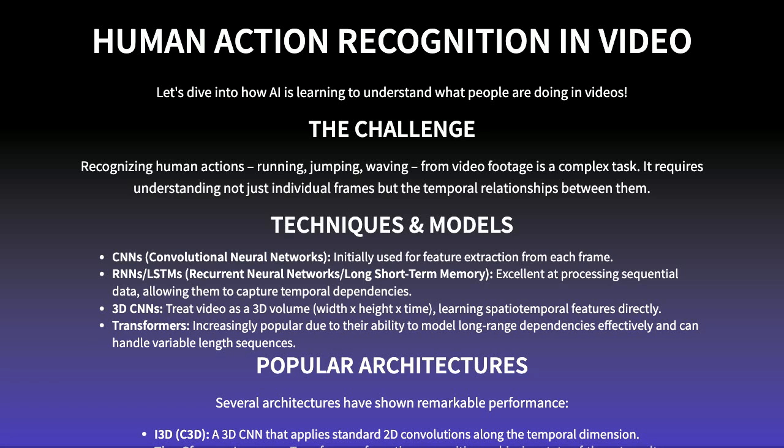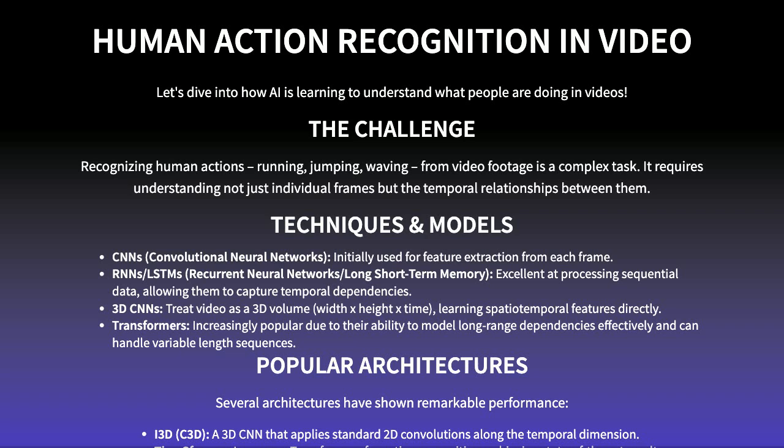Okay, so let's talk about recognizing what people are doing in videos. It's actually really tricky. You can't just look at one image and know what someone is up to. We need AI that understands how actions unfold over time. Initially, convolutional neural networks were used to extract features from individual frames, but those alone aren't enough because they don't capture the sequence of events.